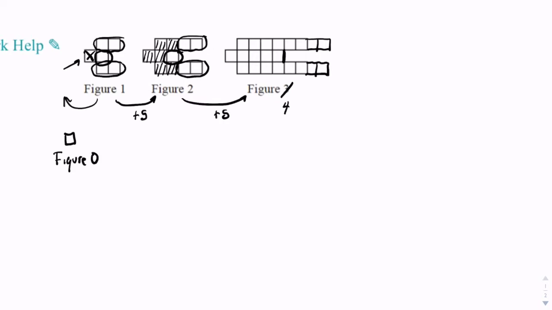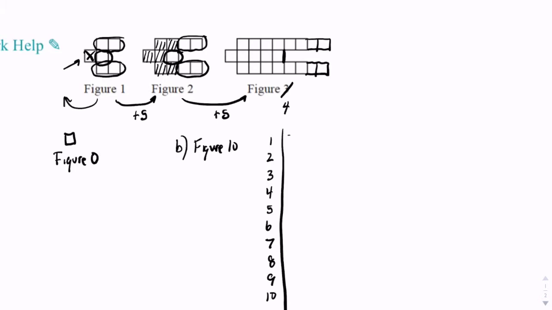Now part B says figure 10. How can I figure this out? If I'm not sure, I could make a little table here: 1, 2, 3, 4, 5, 6, 7, 8, 9, 10. And then I could fill in how many tiles are in each figure. In figure 1, I can count 6. In figure 2, again I can count 11.